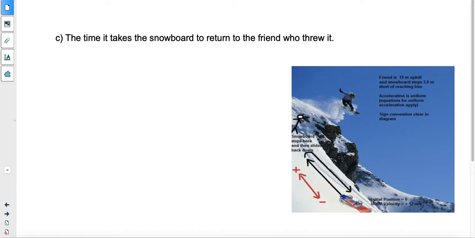Okay, last question here. The time it takes for the snowboard to return to the friend who threw it. Okay, how can we figure that out? Well, when the snowboard returns to the friend who threw it, the displacement is going to be 0. Right? Because the snowboard returned back to the person who threw it. So we know the displacement is going to be 0 meters.